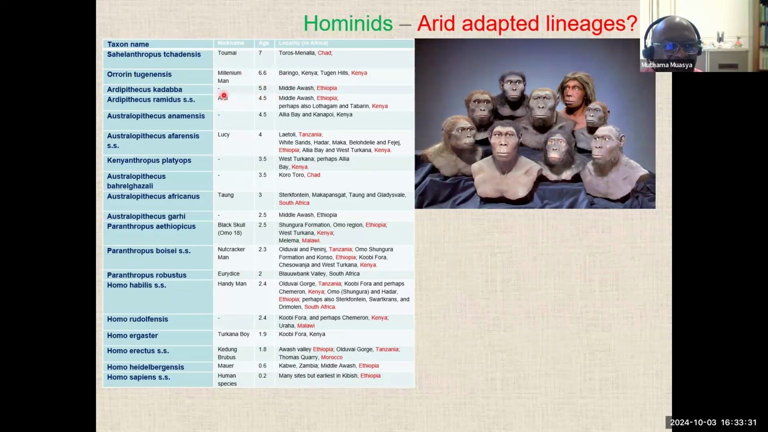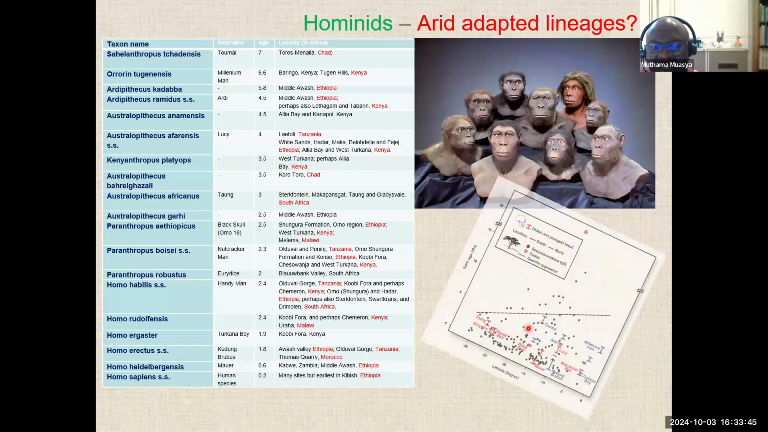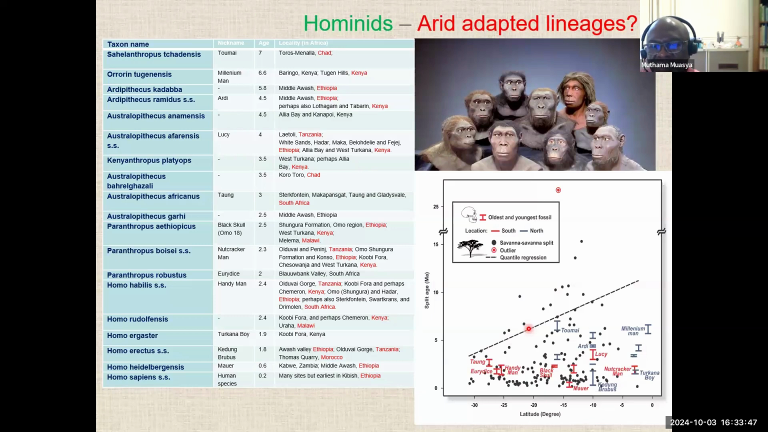You have Ardipithecus and Australopithecus coming from 4.5, and the youngest we have is our species. But before then, you have the Southern African lineages. One could put the plant splits, especially the savanna splits, as black dots, and ask where the fossils are found. If you look at a latitudinal gradient, the oldest ones are around the equator, and the youngest ones are further from the equator.